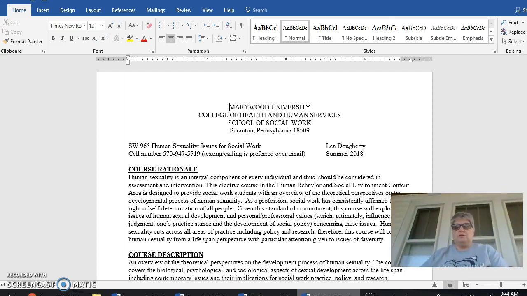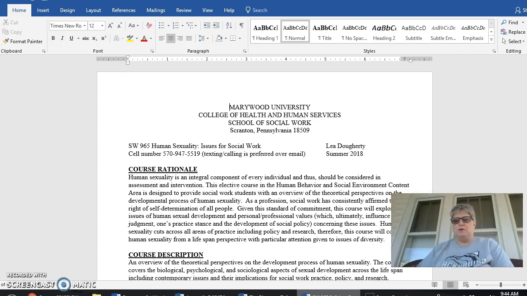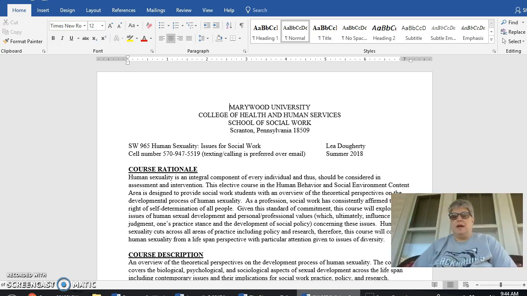So I am going to do the perfunctory go over the course rationale and description before I go over the assignments. The course rationale is that human sexuality is part of everybody. And as social workers, we need to be aware of all aspects and the nuances and the ways in which we can work with someone around issues of sexuality. And there are probably things that you never even considered to be, quote unquote, an issue of sexuality.